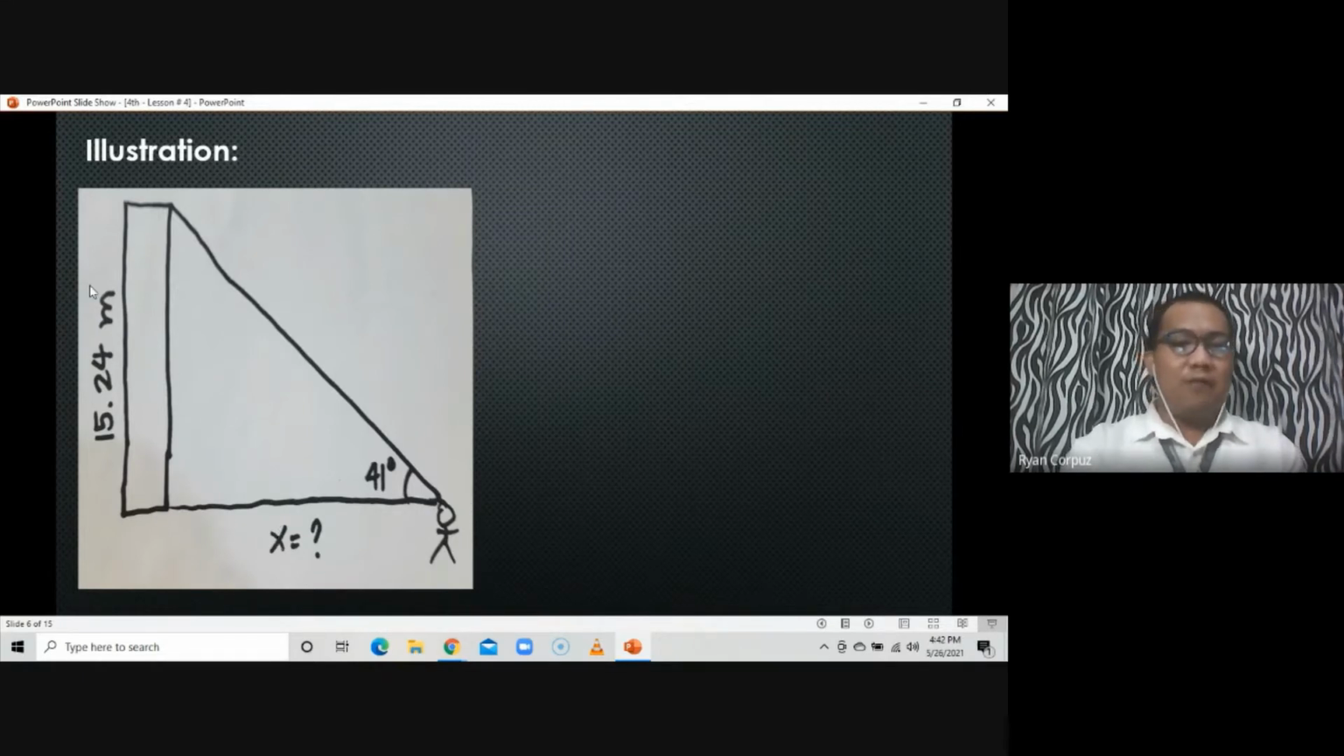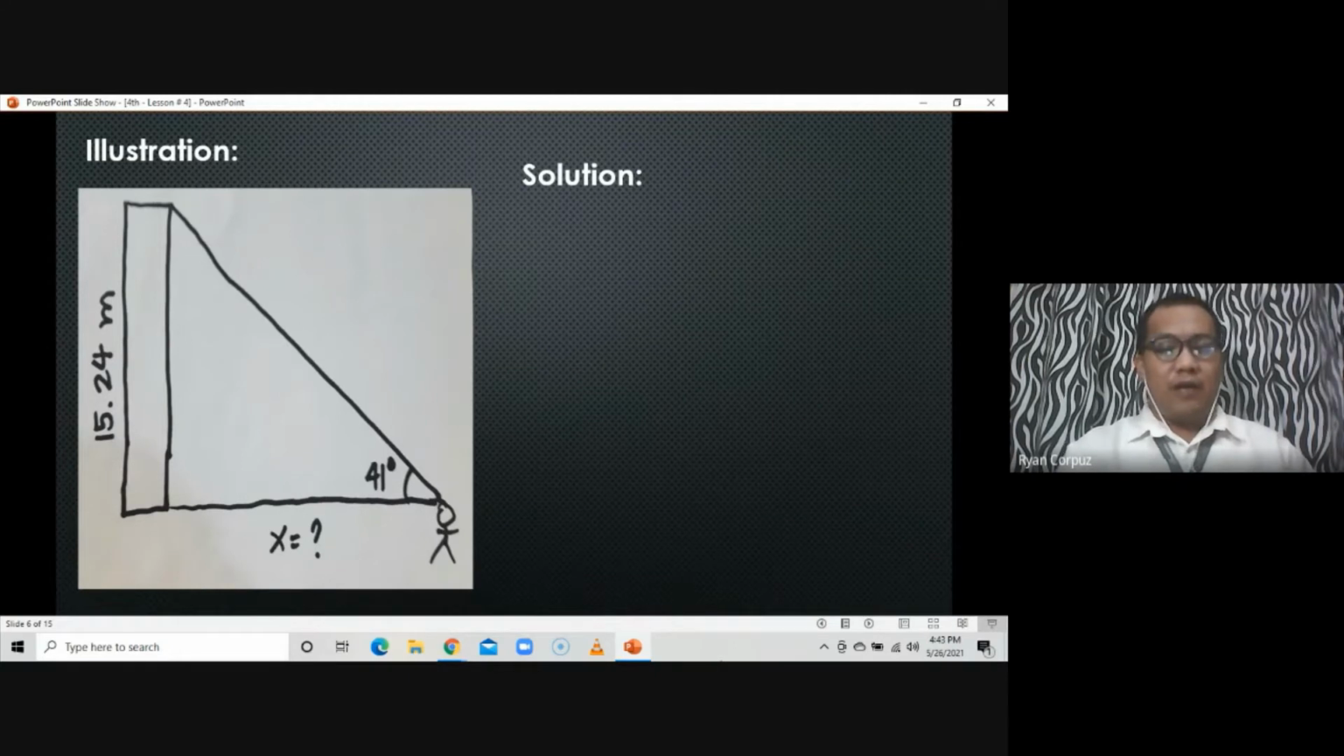So ang given natin, yung height of the tower which is 15.24 meters, while the angle of elevation is equal to 41 degrees. So now that we visualize it, magkakaroon na tayo ngayon ng idea on how we are going to solve for the problem. So paano nga ba yung gagawin natin? So what solution are we going to do? So dito na ngayon papasok yung trigonometric ratios that we have discussed. So tingnan natin with regards to the angle given.